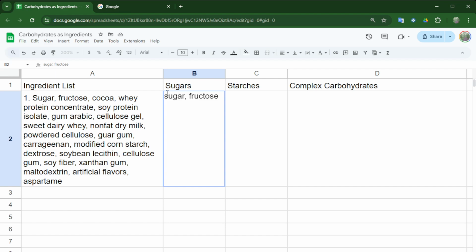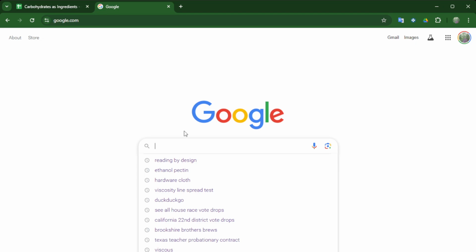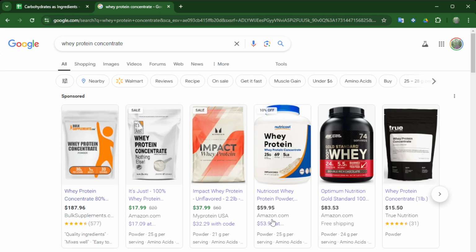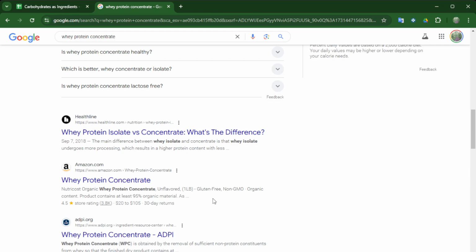Okay, cocoa. If I were to look up cocoa, it does have carbohydrates in it, but it is not only a carbohydrate. So I'm not going to put cocoa as one of the answers. Okay, whey protein concentrate. Just looking at this one, it says protein concentrate. Proteins are not carbohydrates, so I could pretty much figure it out with that, but I want you to Google things if you don't know or if you aren't sure.